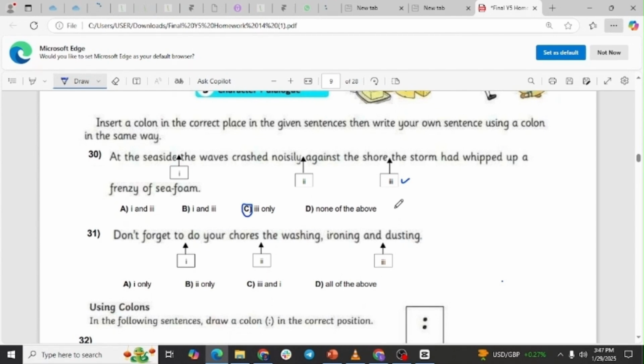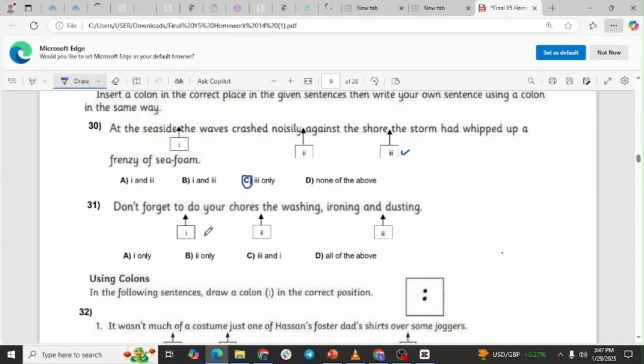Question 31. Sentence. Don't forget to do your chores: the washing, ironing, and dusting. Correct answer: B. 2 only. Explanation. The colon is appropriate after chores, 2, because it introduces a list: the washing, ironing, and dusting. Placement 1 or 3 would disrupt the sentence flow.